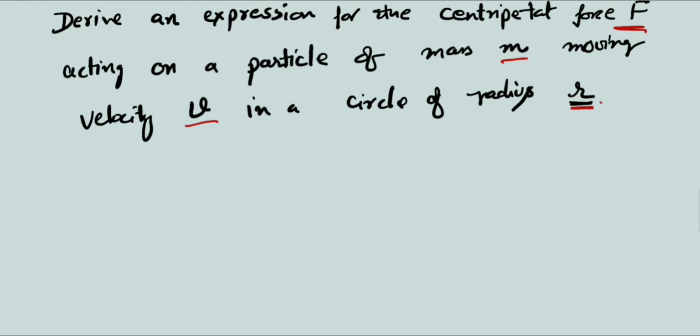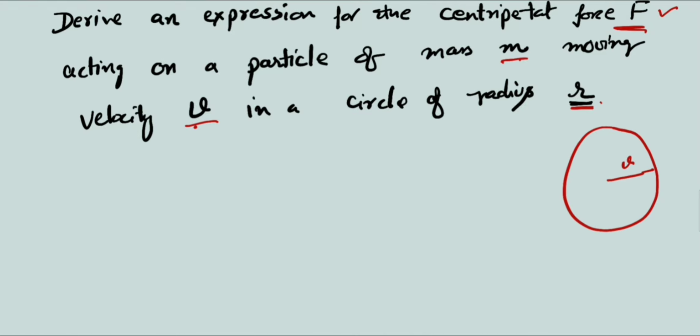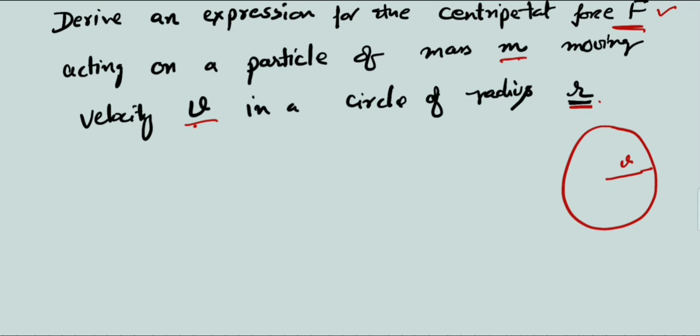So now we have to derive an expression for the centripetal force F, which is acting on a particle of mass m with velocity v, and this particle is moving in a circle of radius r. And here we do not know to what powers of mass, velocity and radius this force varies.